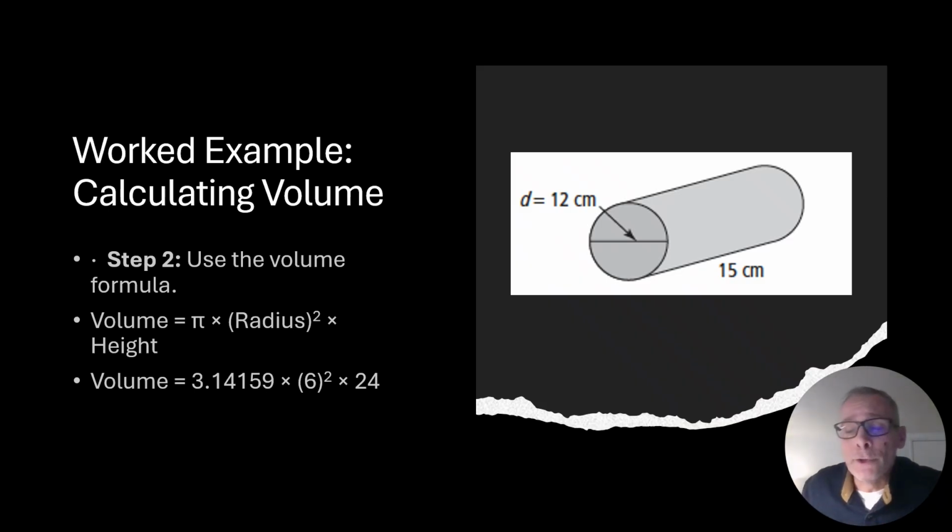Now we're at step 2. We've already found the diameter and the radius. Now we need to start plugging those numbers into the volume formula. The volume formula is pi, or 3.14159, times the radius squared times the height. So our volume numbers that we're going to put in here is volume equals 3.14159, that's the pi, times 6 squared times 24.